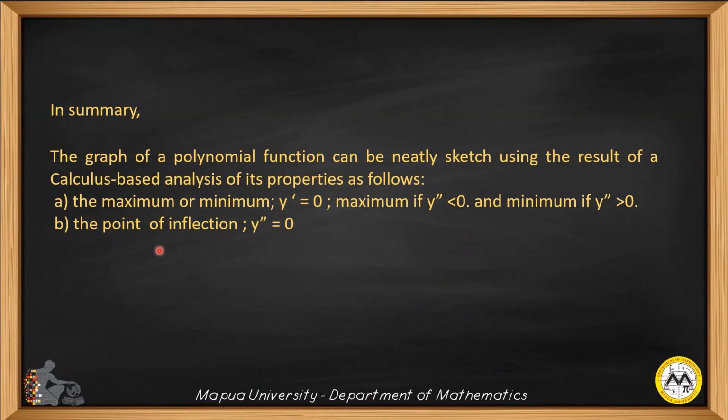Another property that we look into is locating the point of inflection, and this is or are points on the graph where y double prime is 0. Remember, the point of inflection is the point on the curve where we observe a change in the concavity of the graph.